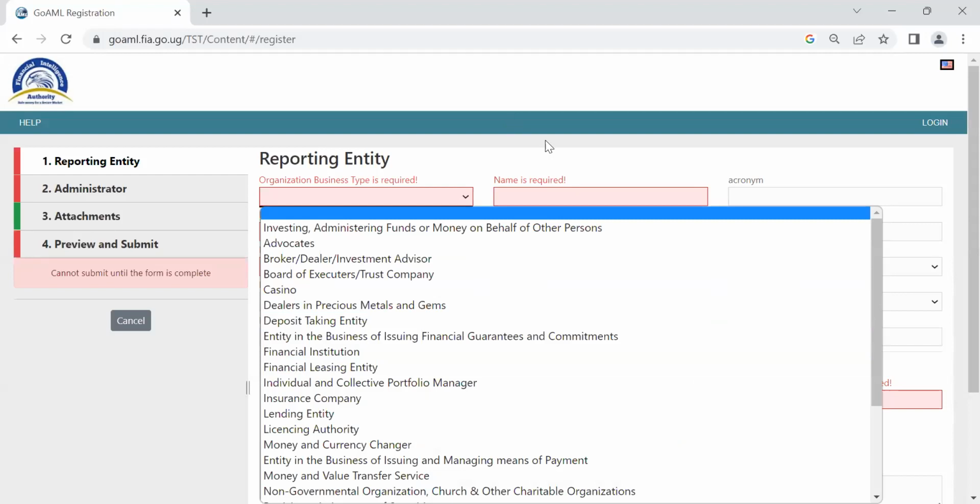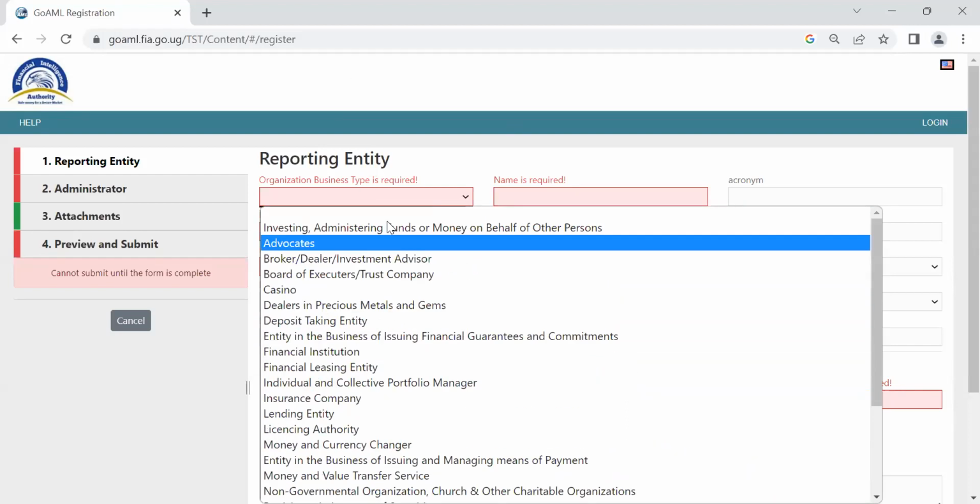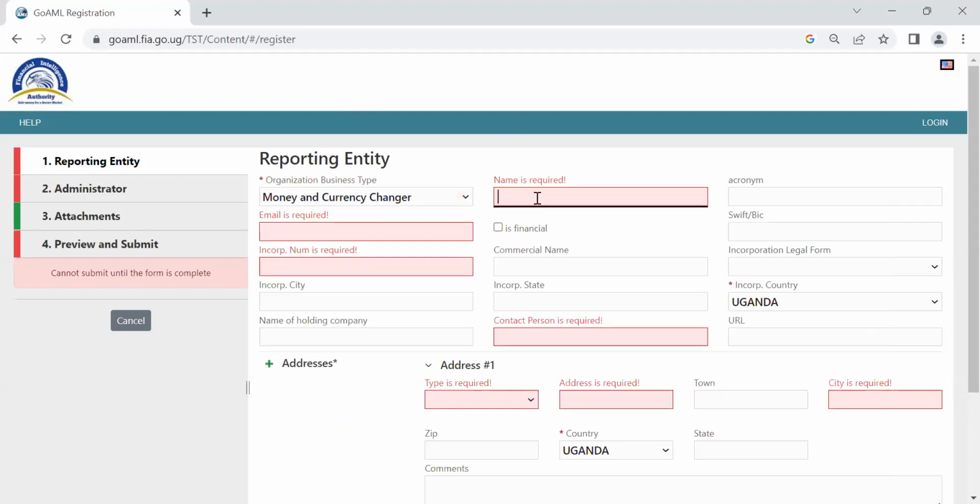So the process we are going to go through first will be for money and currency changer, but you repeat the same process to register as a money and value transfer service because they are tracked differently and you have 2 different licenses for Forex and for money remittance. So let's go to money and currency changer. And this is the name of your Forex. Those who find me slow can go ahead because it's straightforward, but we can also move together.